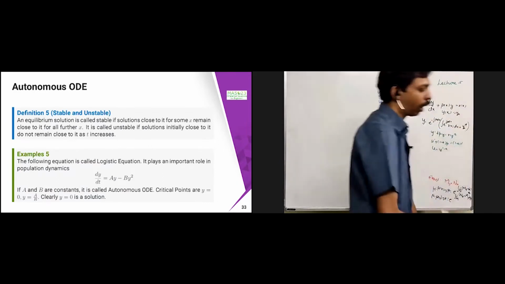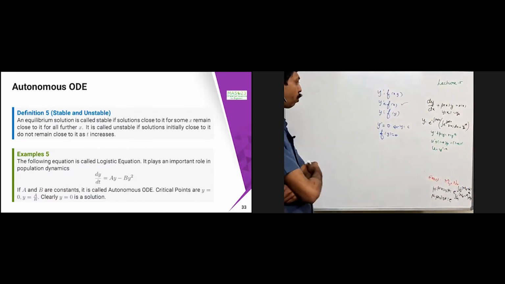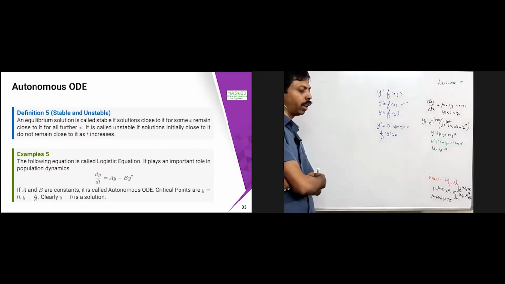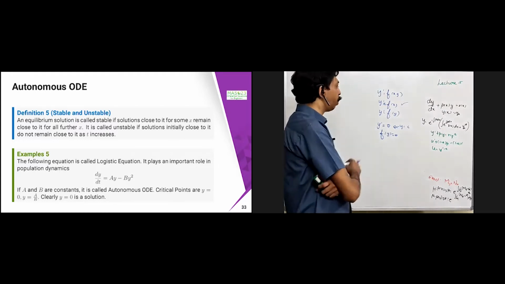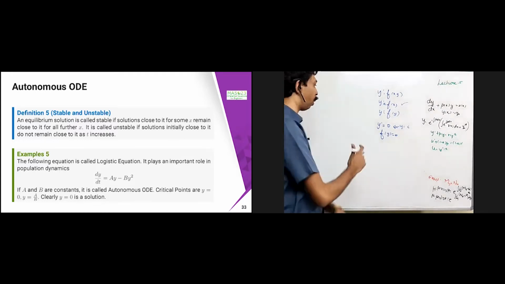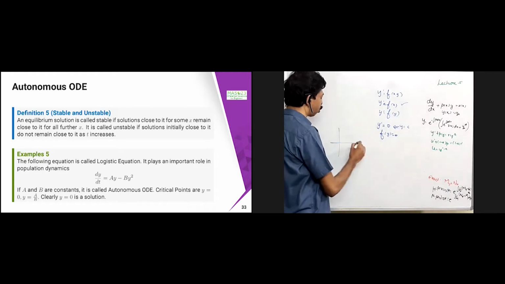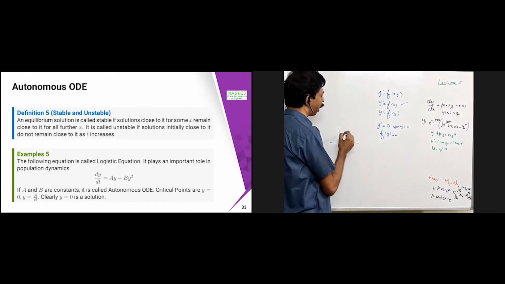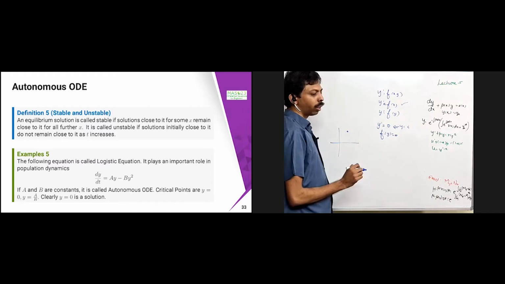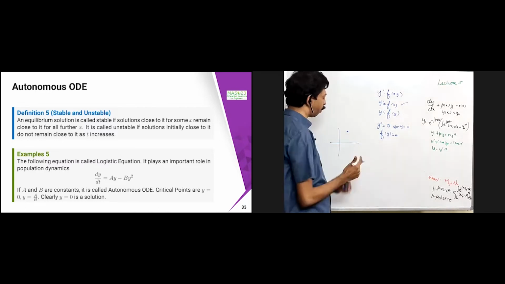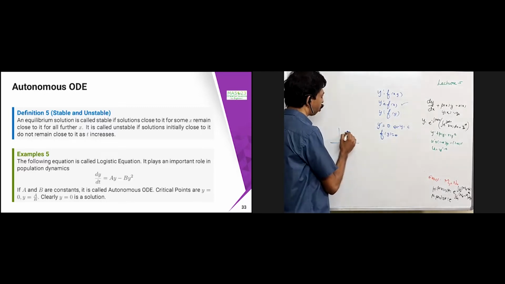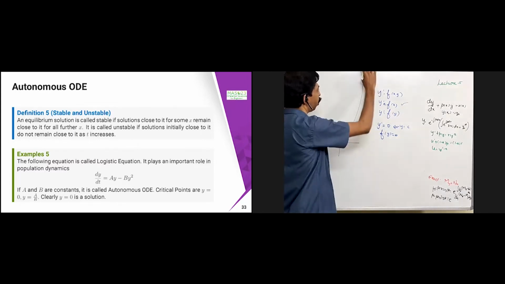Also, suppose you obtain an equilibrium solution. If this equilibrium solution is stable, then it is going to be stable if the solution you found, suppose you have a critical point over here, is close to it for some x, and stays close to it for all further x. Suppose you found a solution here, and you move from here, and your y should not jump somewhere far away.